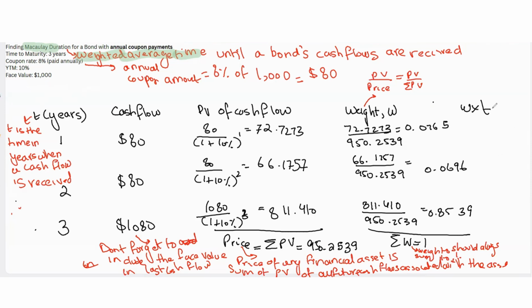Okay, now let's do the last column, which is actually going to give us Macaulay duration. So the last column, you just multiply your weights with the time. For each cash flow, we multiply the weight assigned to that cash flow with the time at which you receive the cash flow.